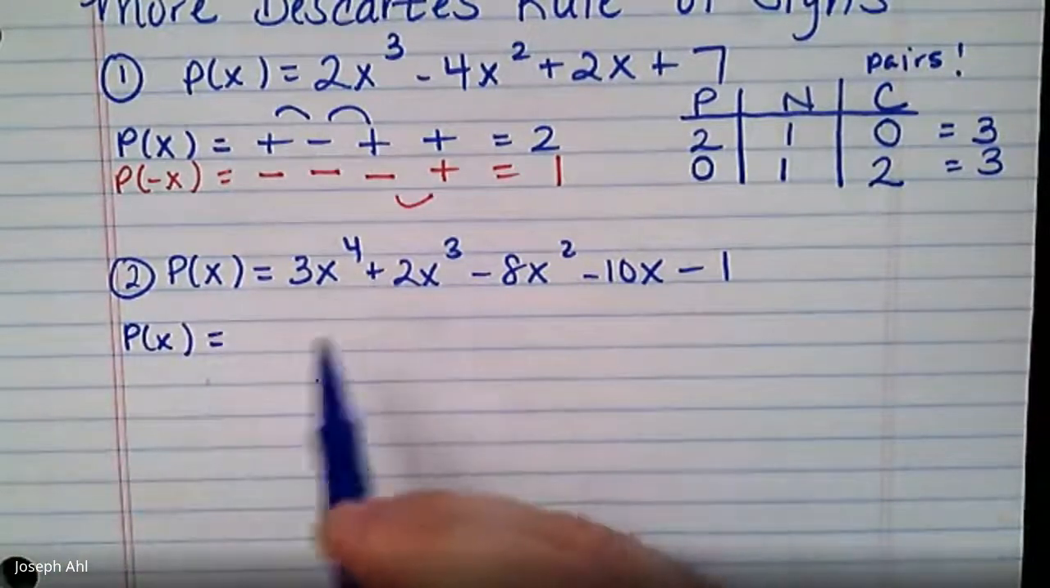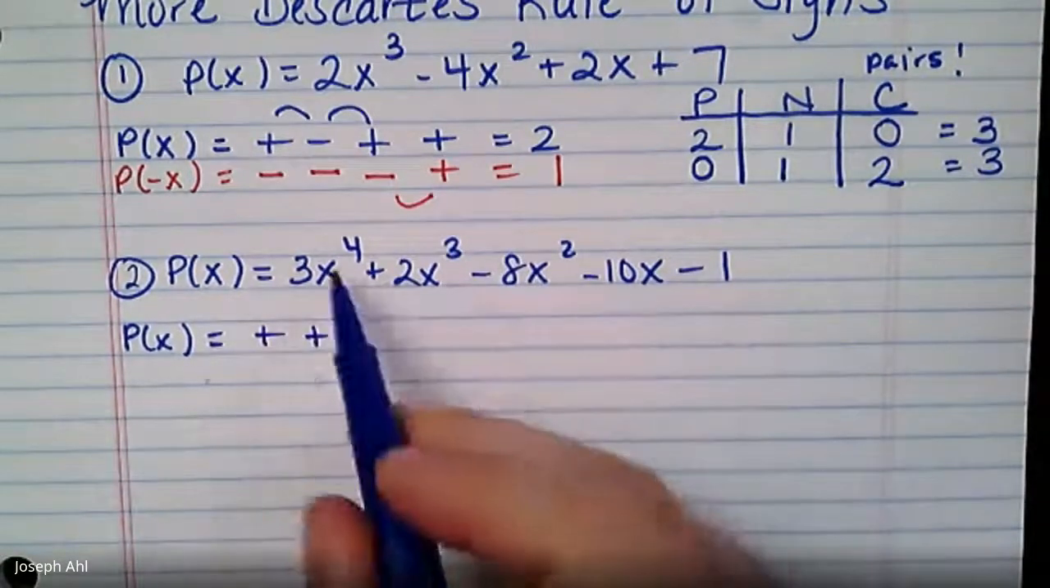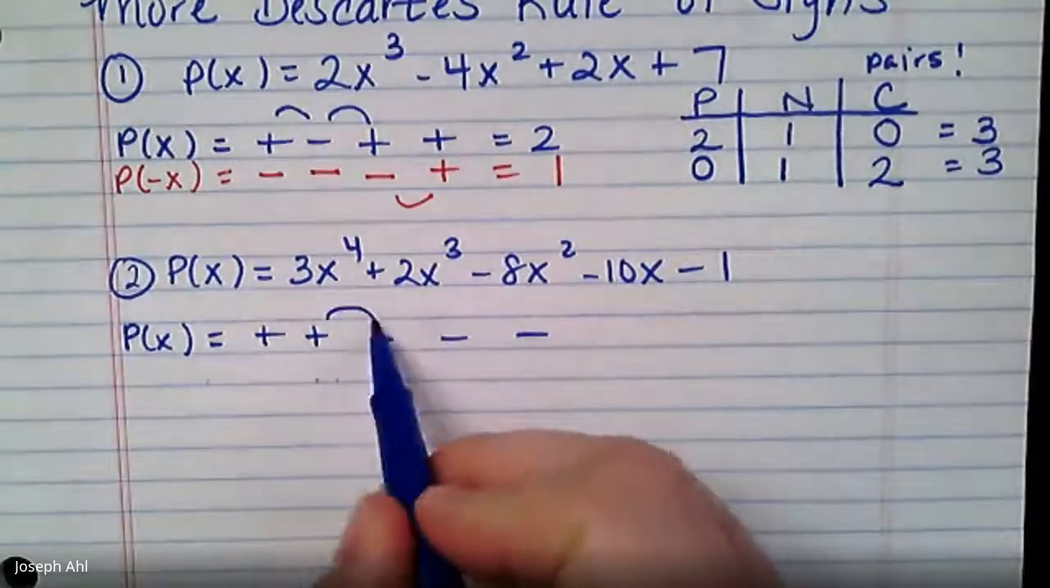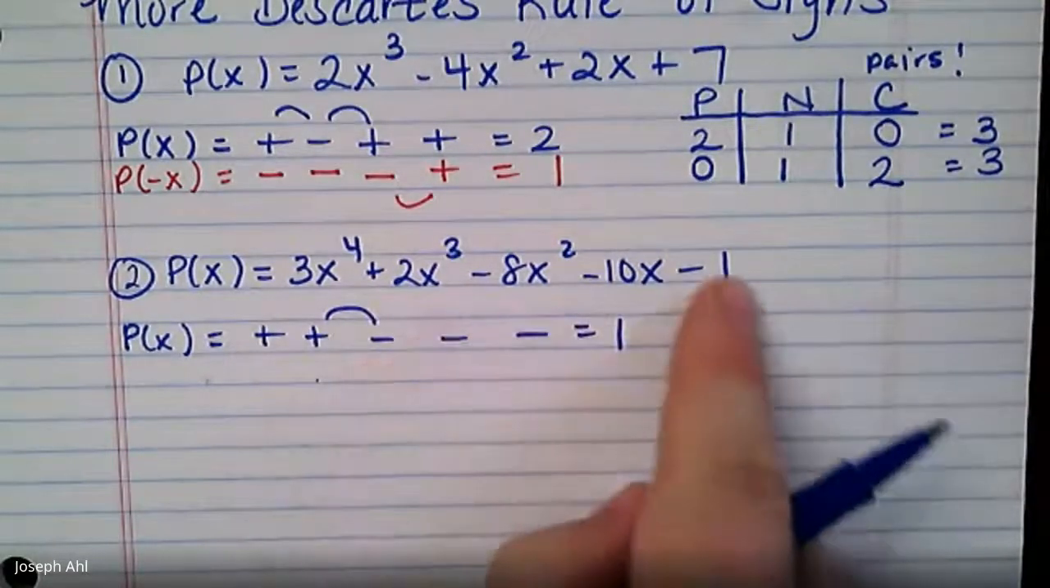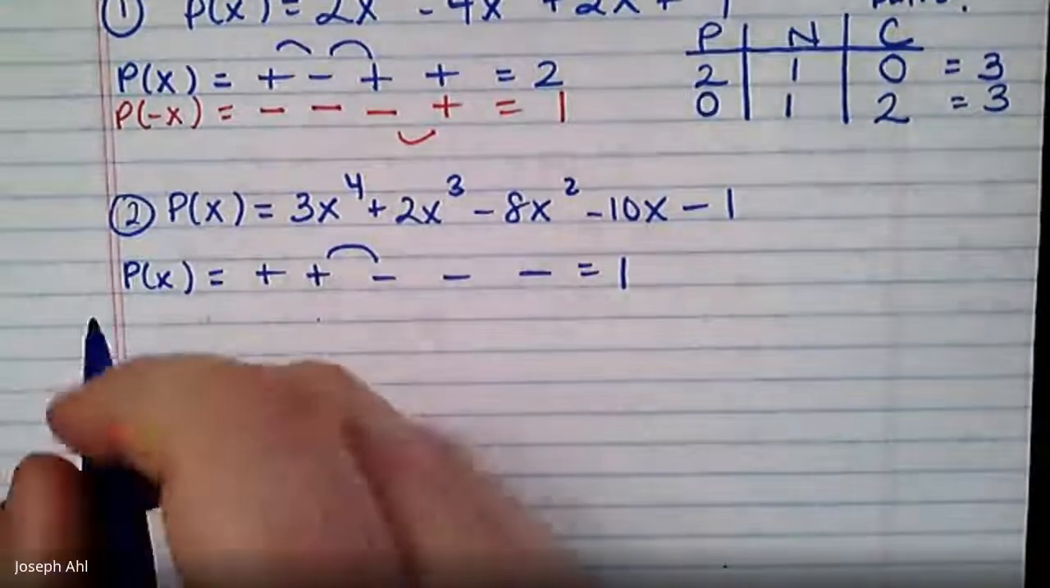Okay, the original polynomial function p of x, I'm going to do this part pretty fast. Just copy the signs over. So it's positive, positive, negative, negative, negative. So you'll notice we only have that 1 sign change. This is the maximum number of positive roots that polynomial function will have.